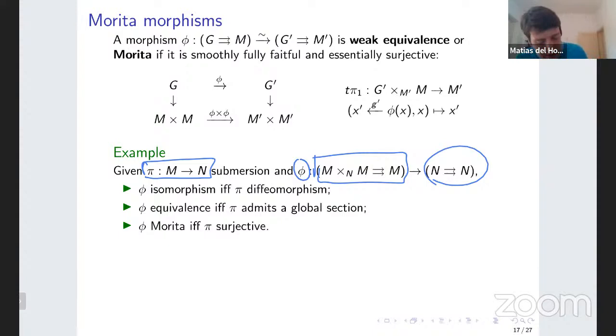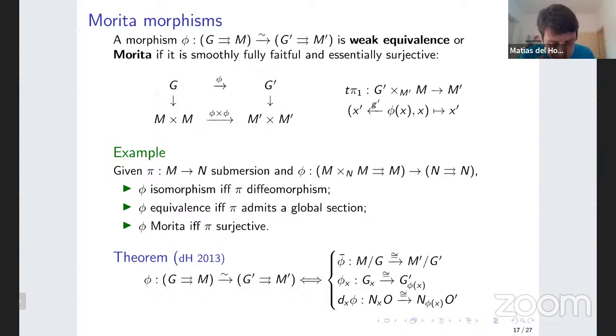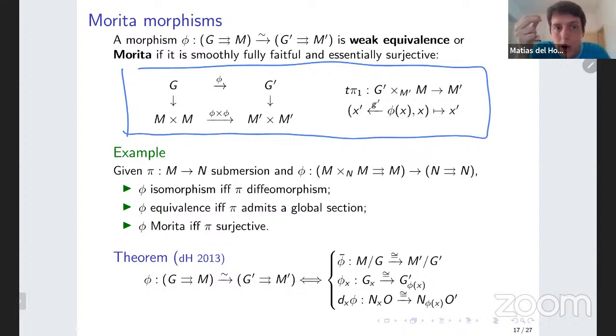A thing I did when I first studied these things is to write these global conditions in a more naive or local way. And it turns out that you can say that smoothly fully faithful and essentially surjective is exactly the following: being set theoretically fully faithful and essentially surjective, plus one condition, the one on the bottom, that the morphism of groupoids meets transversally every orbit. This is the only differential geometry you need to make it smoothly fully faithful and essentially surjective.